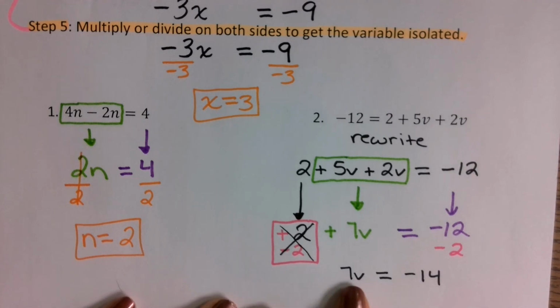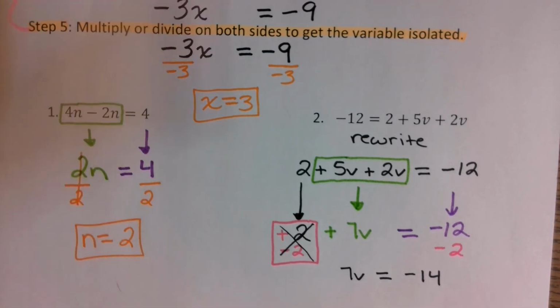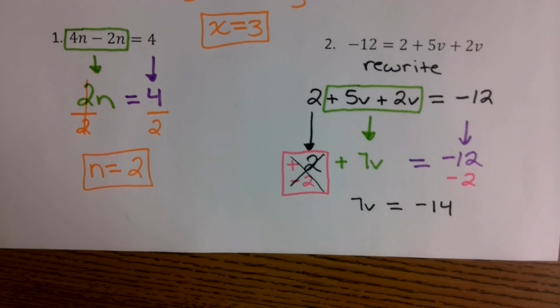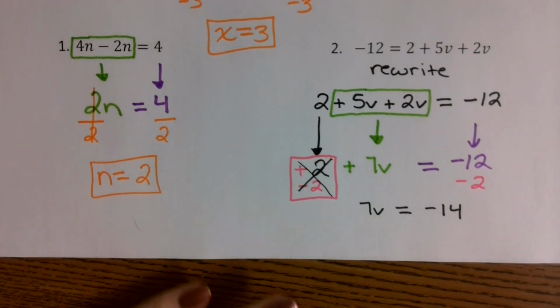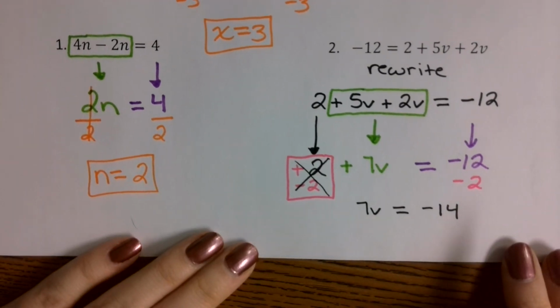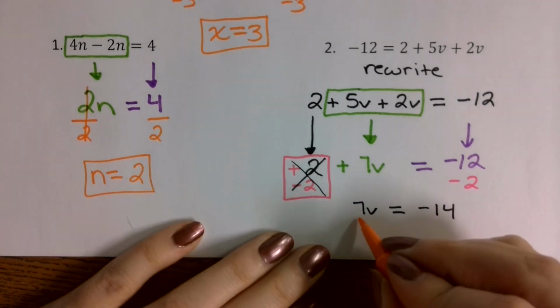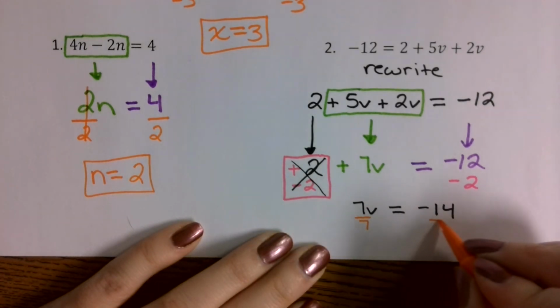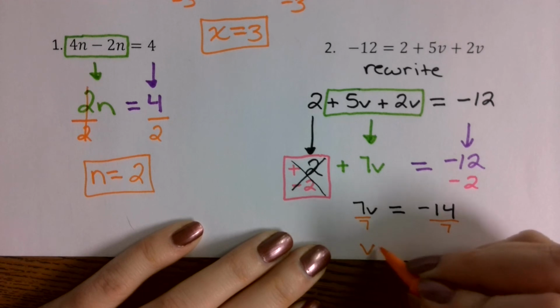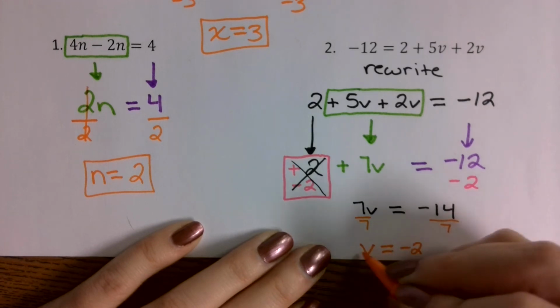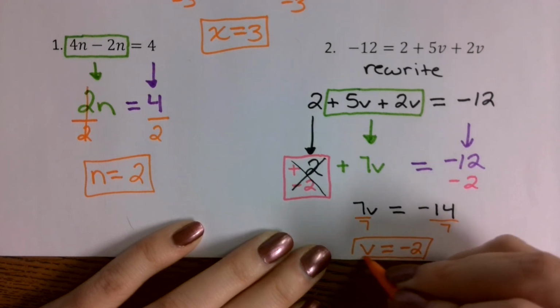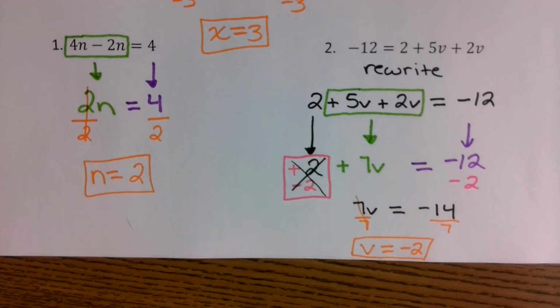So that says 7 times v equals negative 14. What are we going to do now? Divide. We're going to divide both sides by 7. So that will give us v is equal to negative 2. Go ahead and take a moment to get that copy down, then we'll go over to the last page.